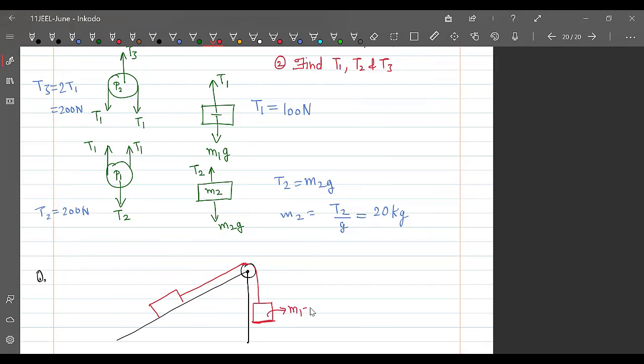This mass is given to us as 3 kg. और ये find out करना है M2. The angle which the inclined plane makes with the horizontal, this angle is given as 30 degree. So find M2 such that system stays in equilibrium.